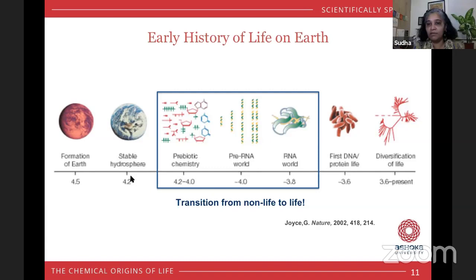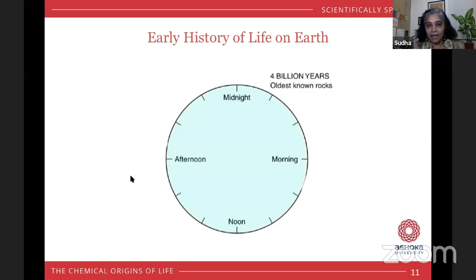If I take this linear timeline and put it in a 24-hour clock, this is what you're seeing here. At t equal to zero, it's basically midnight, and at around 4 billion years is when you started seeing some of the oldest known rock records that exist. I want you to remember this clock because we're going to keep seeing it in a few other slides further down during the talk, which will make you appreciate how much has gone into the emergence and subsequent evolution of life before we came to walk on this planet.